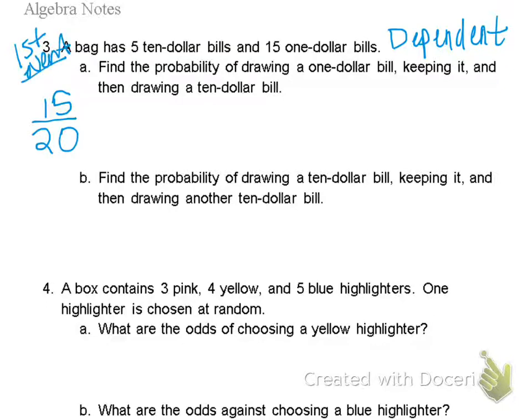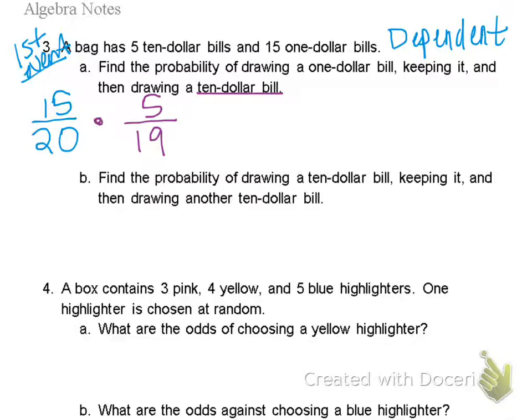The probability of the second event is drawing a $10 bill now. Supposedly, if this went the way it was supposed to, we would have drawn out a $1 bill. So there are still 5 $10 bills in the bag. However, there is now 1 less bill in the bag, so there's not 20 anymore, there's only 19. So to find the probability of these two things happening in a row, we multiply their two probabilities together.